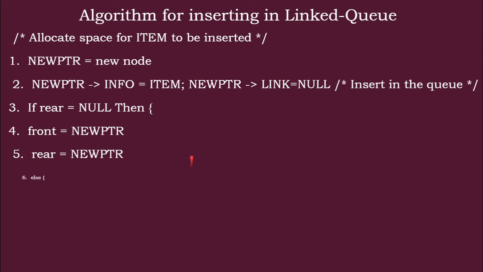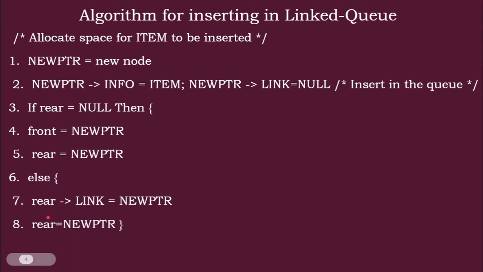Then we go to the else part. If rear is not equal to null, we have to do rear arrow link is equal to new pointer. That means you are attaching one more node to the rear node. The link of the rear pointer points to the new pointer, so we are adding the new pointer to the rear end. And then we have to set rear is equal to new pointer.